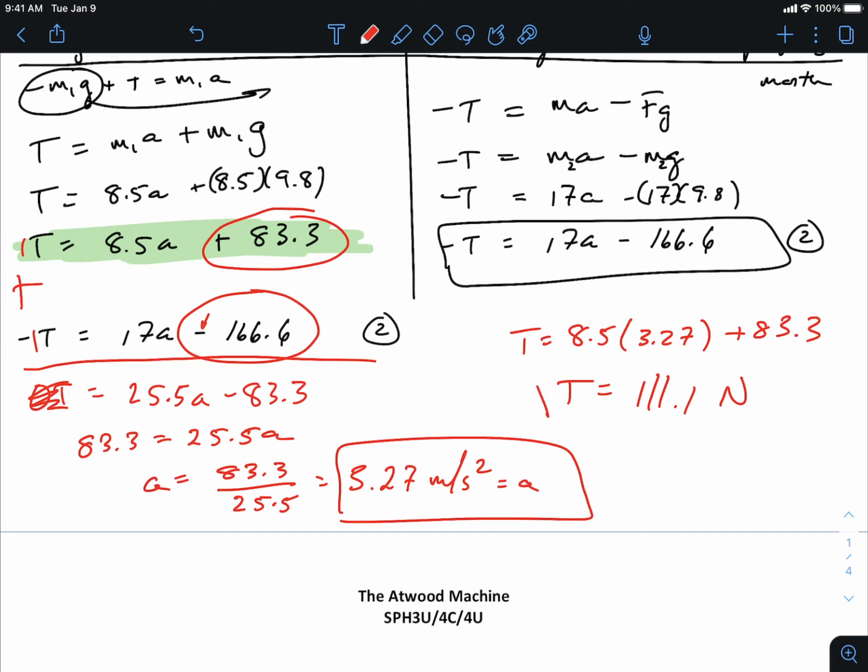I wanted to write 4 ones. Jagger, 3.2. Did I round wrong, Jagger? I got 3.2666, so I just rounded that to 3.27, Jagger. Oh, sorry. I'll fix that. Okay. I wanted to have 4 ones in a row, so I left it with 1 decimal place there. 111.1 newtons. Okay, that's the tension in the string.